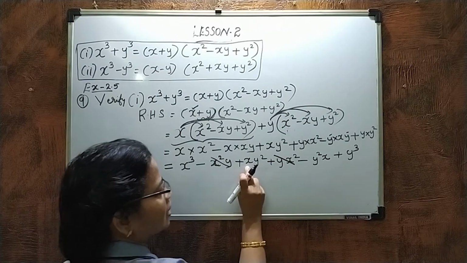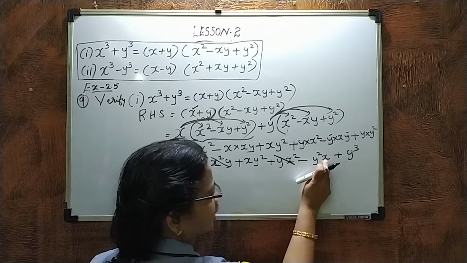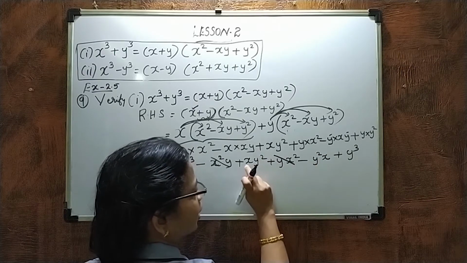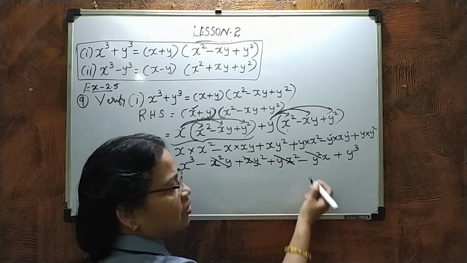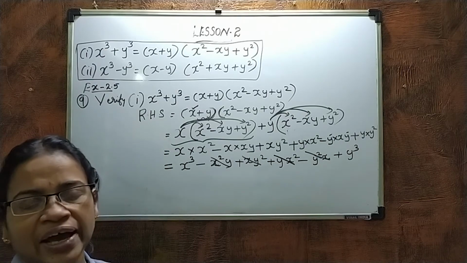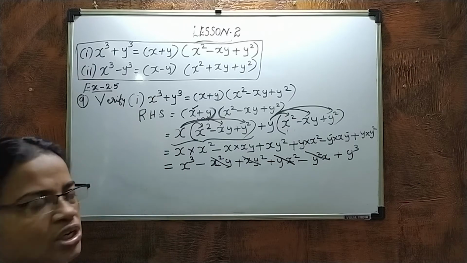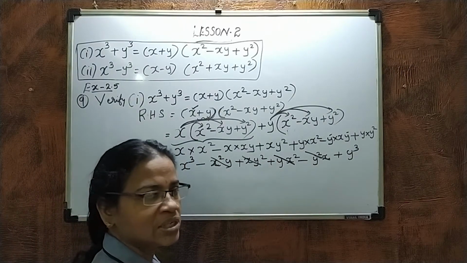Next one, plus xy square. Here look, minus xy square. Y square it is, here also y square, x is there, x is there. So plus xy square minus y square x, both are same. 5 into 3 and 3 into 5, both are same. You will get the answer 15. So same thing it is, x square y, yx square, both are same.